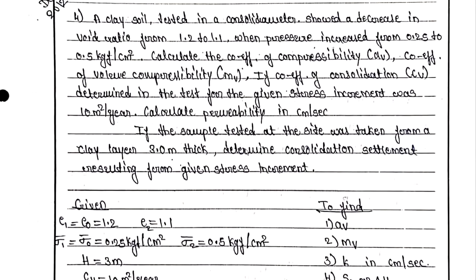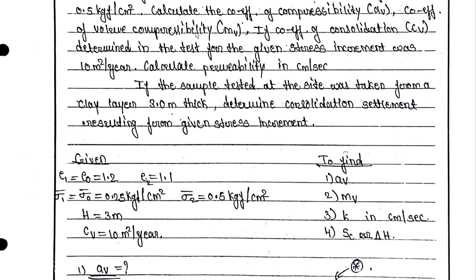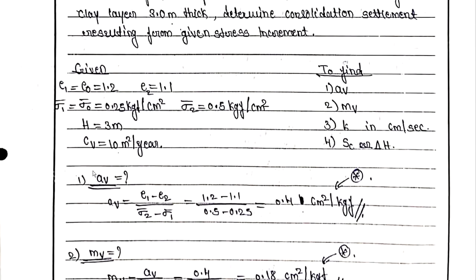First of all, what they asked us to find out: calculate the coefficient of compressibility, that is av, the coefficient of volume compressibility or coefficient of volume change, that is mv, k we have to find out, and Sc or delta H we have to find out. First of all, av. What is the formula for av? e1 minus e2 divided by sigma 2 dash minus sigma 1 dash. All this data is given over here. So directly if I substitute 1.2 minus 1.1 divided by 0.5 minus 0.25, it is going to give us the answer of 0.4 centimeter square per kg.